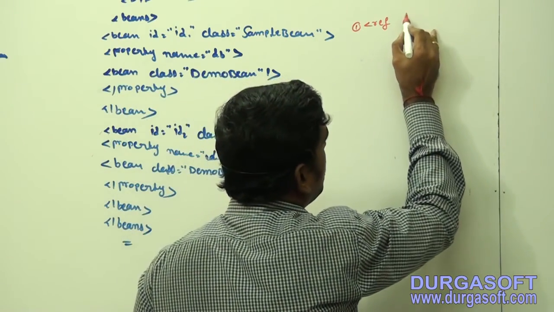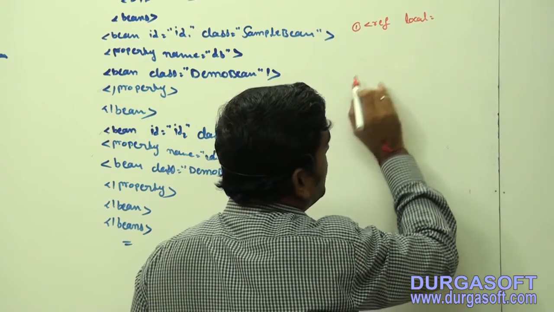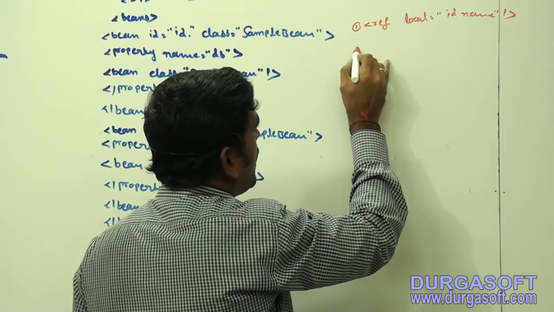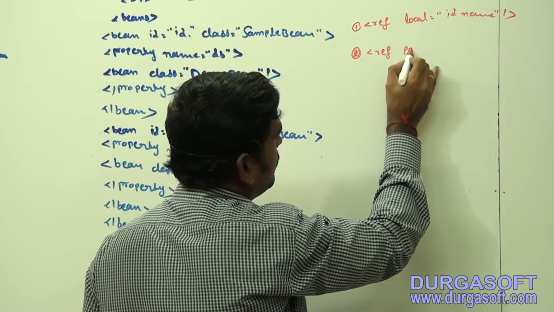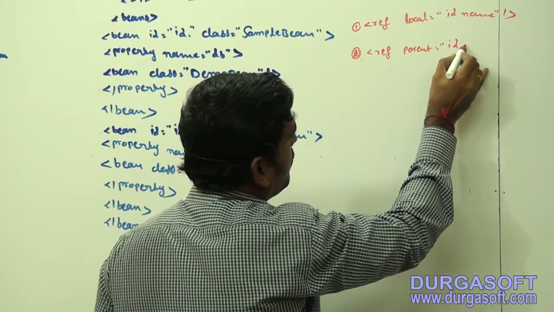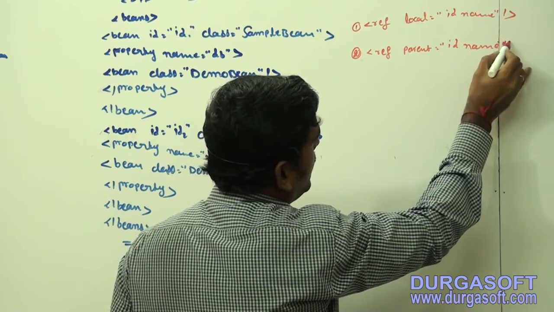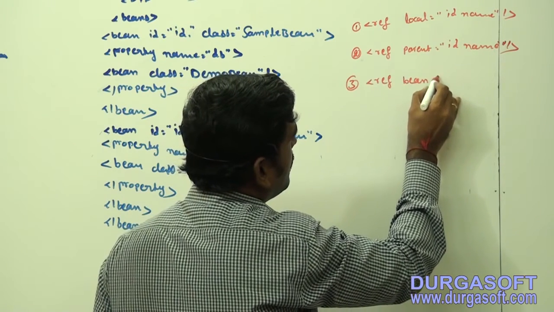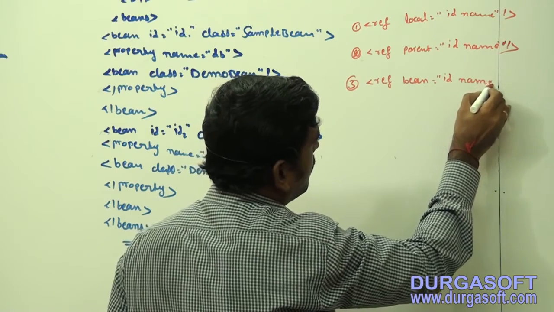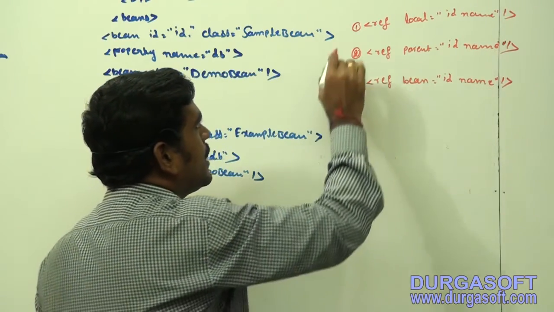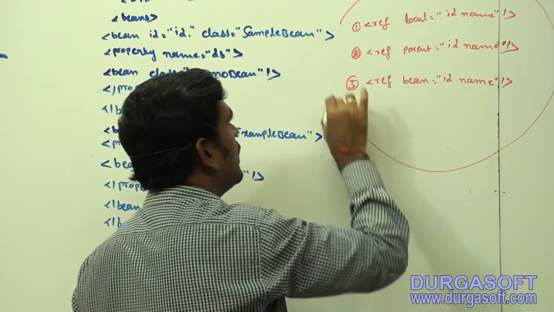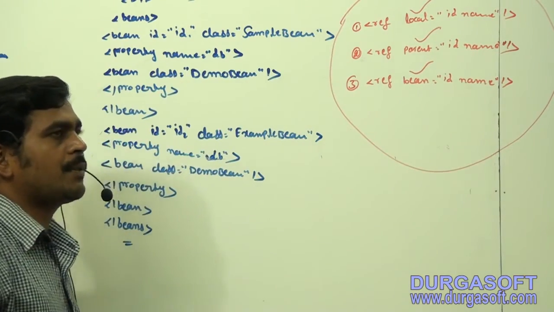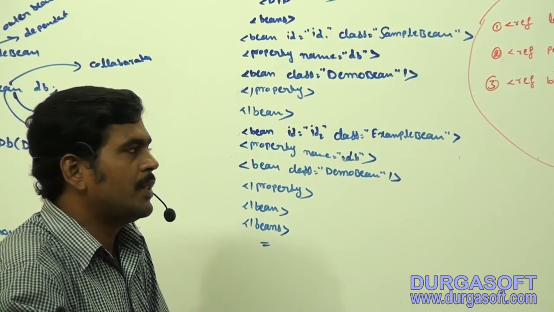So this ref XML element has totally three attributes. Number one is local: local is equal to id name. Number two is parent: parent is equal to id name. Number three is bean: bean is equal to id name. Like this, the ref XML element has totally three attributes: local, parent, and bean. Using this ref XML element, we can resolve that problem.